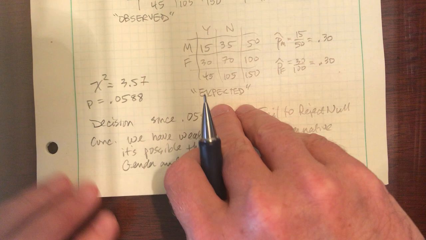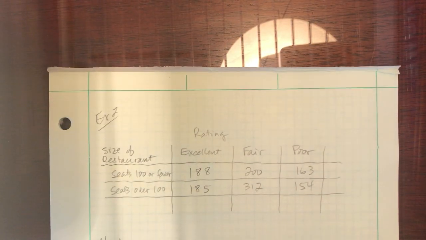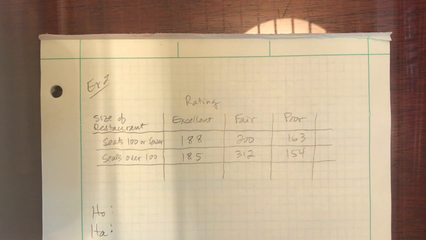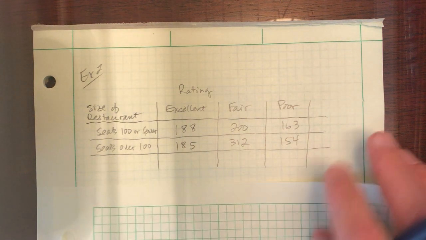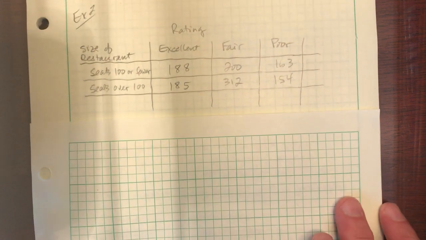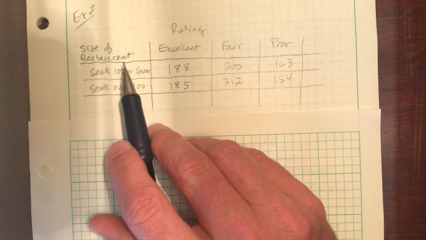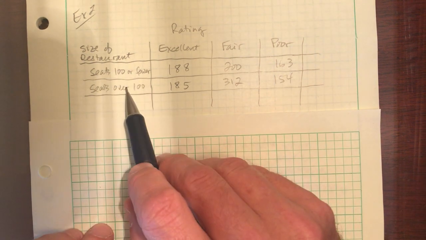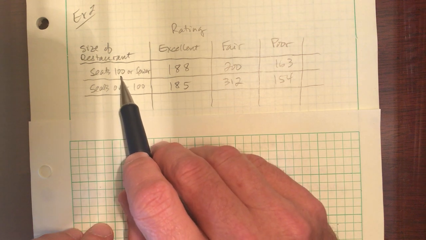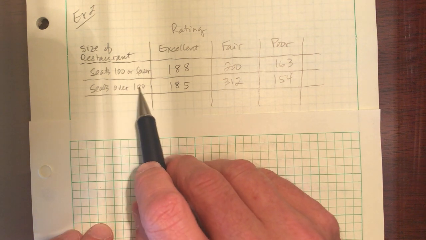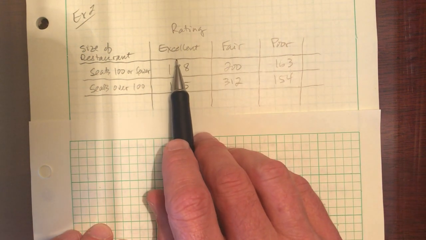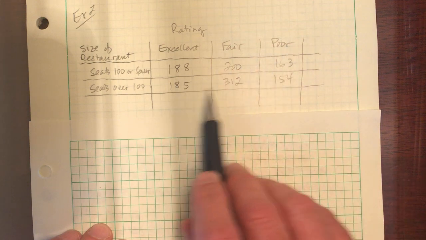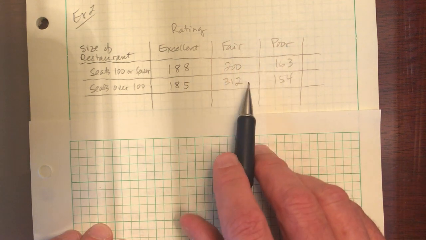All right, let's take a look at a second example. I pulled this one straight from your online homework, so you may find you'll see something familiar when you get to this. But here's what we've got. There is a data set of restaurants, and restaurants are broken down by two variables. The size of the restaurant: does it seat 100 or fewer people, or does it seat 100 or more people? The other variable is, how's the restaurant rated? Excellent, fair, poor. So we've got a large sample of observed data.